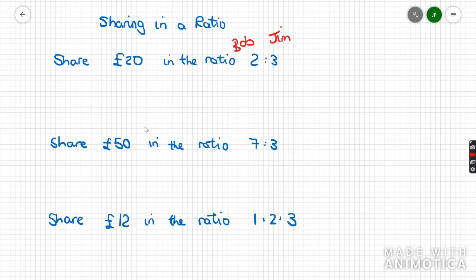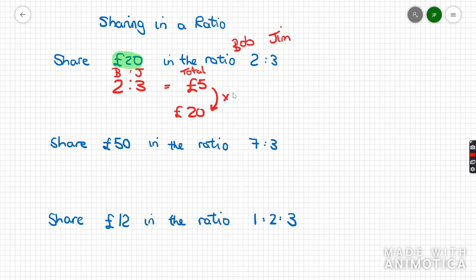Okay. So that means when I share out once in my ratio of 2 to 3, I'm giving out in total £5. Okay, so these are my totals. And then I've got Bob and Jim. So once I've got £5, what I actually want to share in total is my £20. Okay, so what I do is I'm going to put my £20 underneath, and what I want to work out is how many times I have to share out £5 to get to 20.